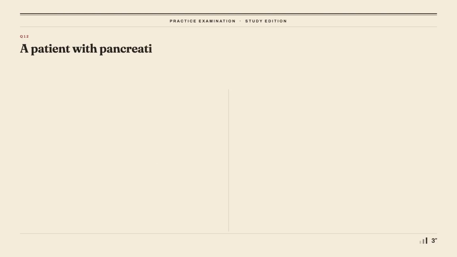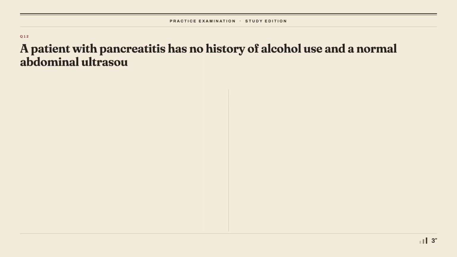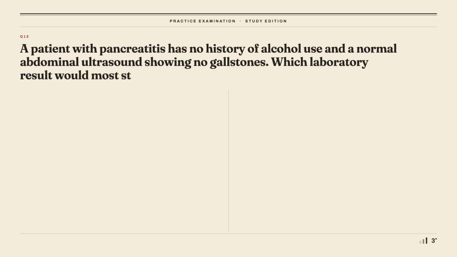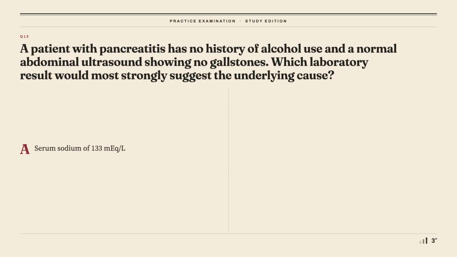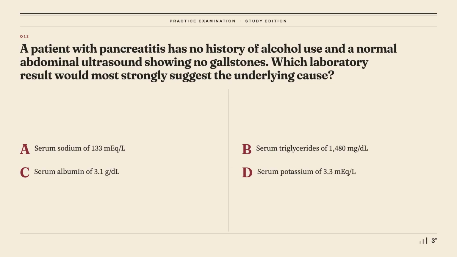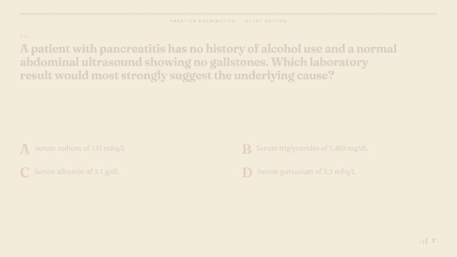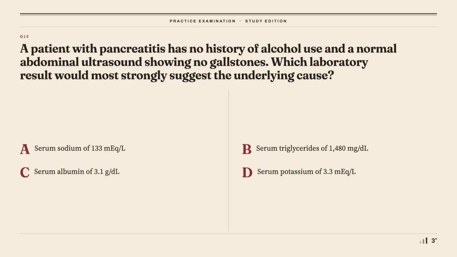Question 12. A patient with pancreatitis has no history of alcohol use and a normal abdominal ultrasound showing no gallstones. Which laboratory result would most strongly suggest the underlying cause? Your options are A. Serum sodium of 133 mEq/L. B. Serum triglycerides of 1,480 mg/dl. C. Serum albumin of 3.1 g/dl. D. Serum potassium of 3.3 mEq/L. What's your answer? Commit to one before I continue.